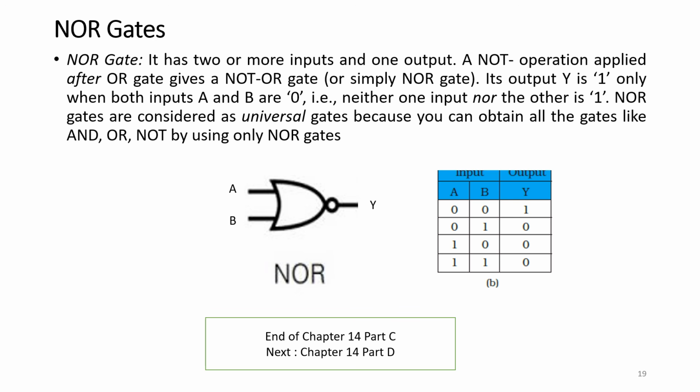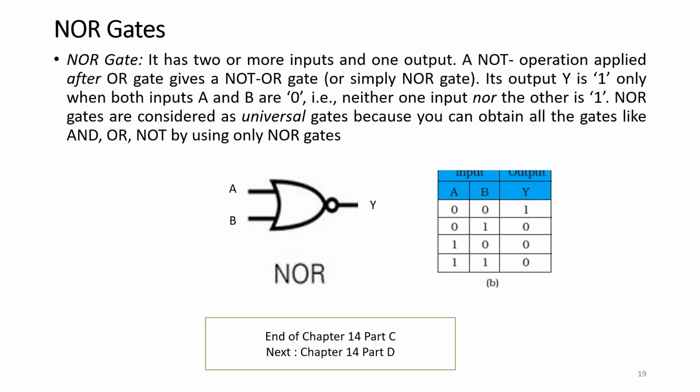Its output is 1 only when both A and B are 0. So when both A and B are 0, then only its output is 1. Otherwise, if any of the inputs is 1, the output is 0. It is NOT of an OR. You see here, A and B are 0, hence output is 1. And here A is 1, B is 1, so output is 0. A is 1, output is 0. When both A and B are 1, it is 0.